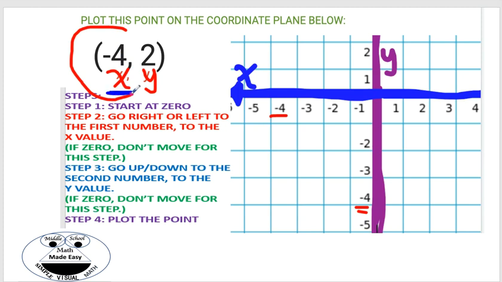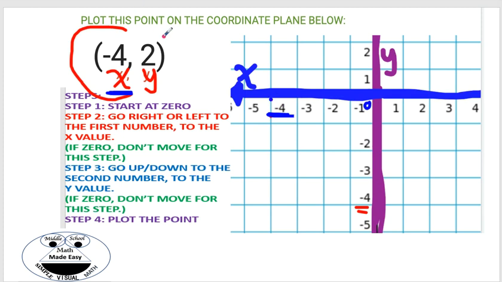X is written first, just like in the alphabet, x, y, z. X comes before y. So since this is the x value, I know I have to go here, because the x-axis is horizontal, left to right. So that tells me I go here, and again, you might get confused. Is the -4 here or here? So you just count. This is 0, -1, -2, -3, -4. So I'm right here.